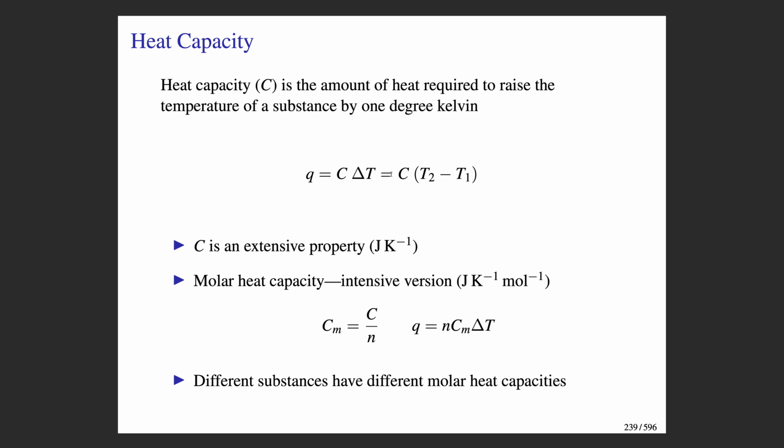And then in order to use the molar heat capacity in this equation, what you do is you substitute in for the heat capacity. So we get this modified equation where the heat required to create a delta T depends on the number of moles of the substance that you have and the molar heat capacity of that particular substance. And different substances have different molar heat capacities.